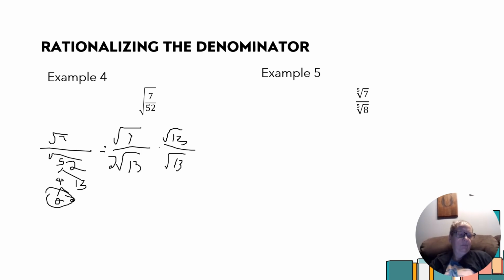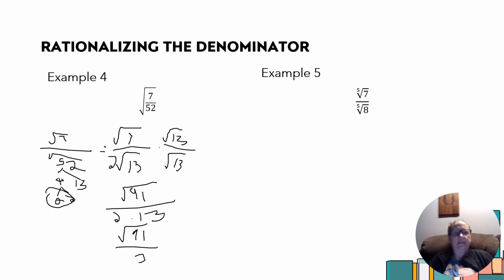7 and 13 are both primes, so there's not going to be anything that can simplify. So I'm just going to multiply 7 times 13 in the numerator, and that's the square root of 91 over, I have that 2 sitting there. Square root of 13 times square root of 13 is just 13. So my final answer is 2 times 13 in the bottom. So I have square root of 91 over 26. Final answer.